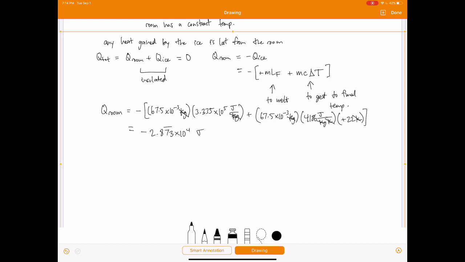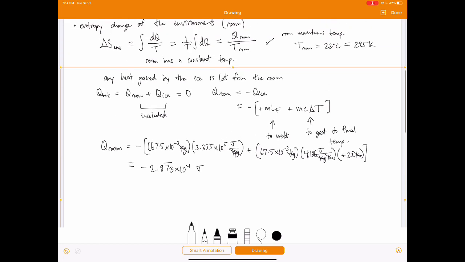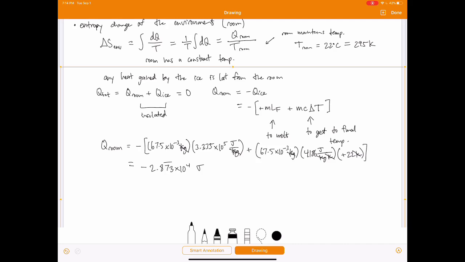So again, Q for the room is negative, indicating the room is losing some heat and giving that heat to the ice cube. Okay? And so, what did we say earlier? The entropy change, delta S for the environment, is simply, let me write it again, Q room divided by T room. So Q room is minus 2.873 × 10^4 joules.